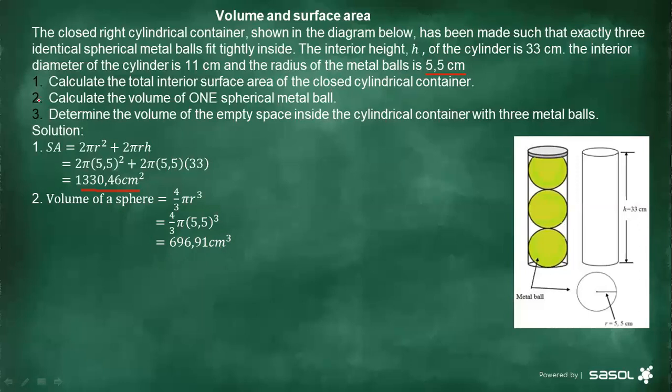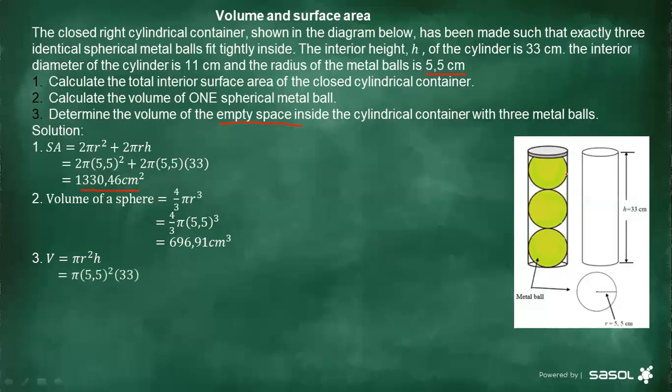And then number 3, determine the volume of the empty space inside the cylindrical container with 3 metal balls. Meaning we need to calculate the volume of this space there. You can see there is a space there, so we need to calculate the volume of that space. But the question is, how are we going to calculate that? Now first, we are going to calculate the volume of the cylinder.